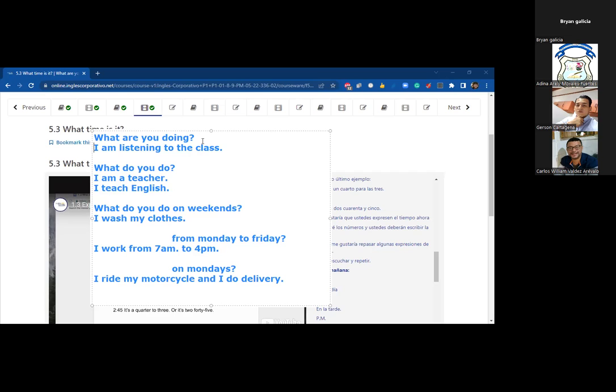What do you do on weekends? ¿Qué hace específico? ¿Qué hace el fin de semana? O los fines de semana. Como la, no la rutina, pero lo más común que uno hace los fines de semana. From Monday to Friday, ¿qué hace de lunes a viernes? Okay. I work from 7 to 4. And I study English from 9 to 10. Okay. Good. What else?